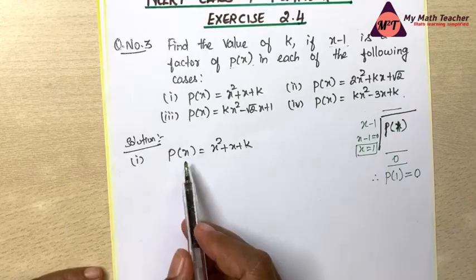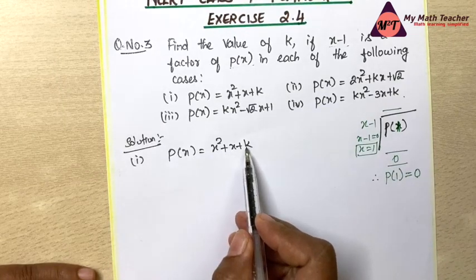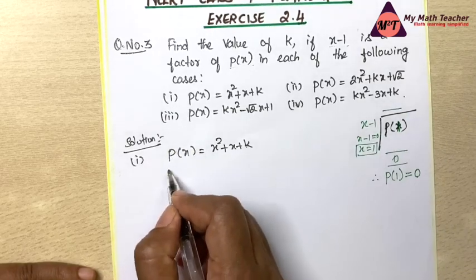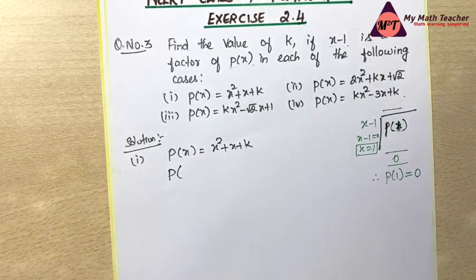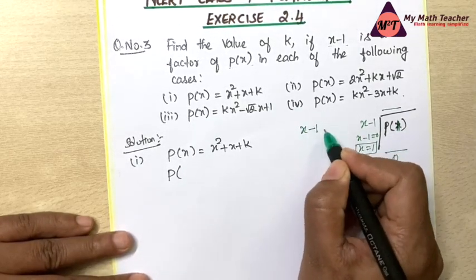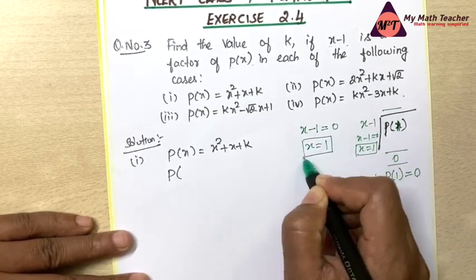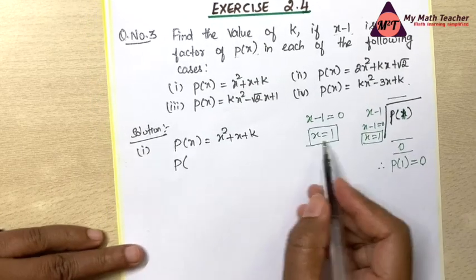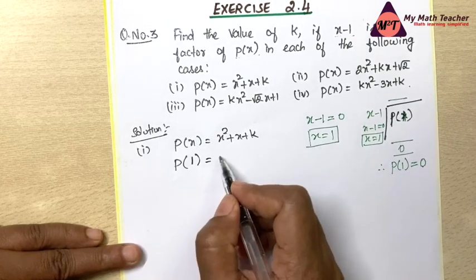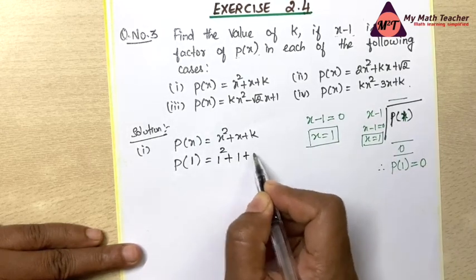Let us start. First subdivision is p of x is equal to x square plus x plus k. We have to find the k value. Now here, p of the variable x, instead of x we will apply the x value. That is, x minus 1 is the factor, equate to 0. x is equal to 1. Now x is equal to 1. We are applying here p of 1, which is equal to 1 square, because x value is 1, 1 square plus 1 plus k.